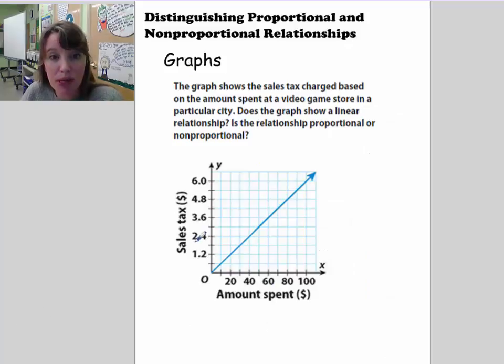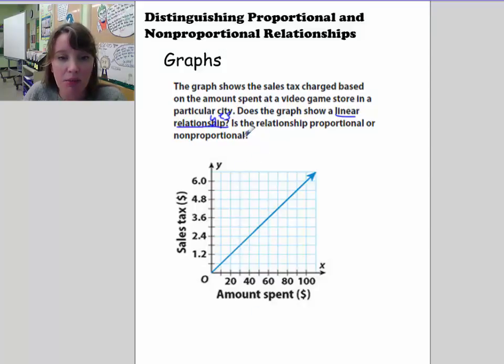We should be able to distinguish them also from a graph. This graph shows the amount of sales tax that's charged based on the amount spent at a video game store in a particular city. Does the graph show a linear relationship? Is the relationship proportional or non-proportional? Well, it does show a linear relationship. I know that because it's a straight line, so the answer to this question is yes.